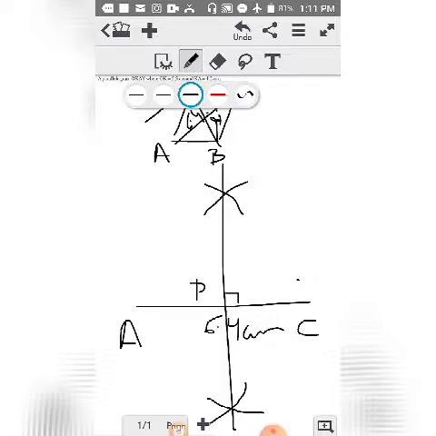Now this perpendicular will be the other diagonal, but this diagonal has a total length of 5.2. So half of 5.2 will be on the upper part of AC and half of 5.2 will be on the lower side of AC. From point P you will cut half of 5.2. So half of 5.2 is 2.6.